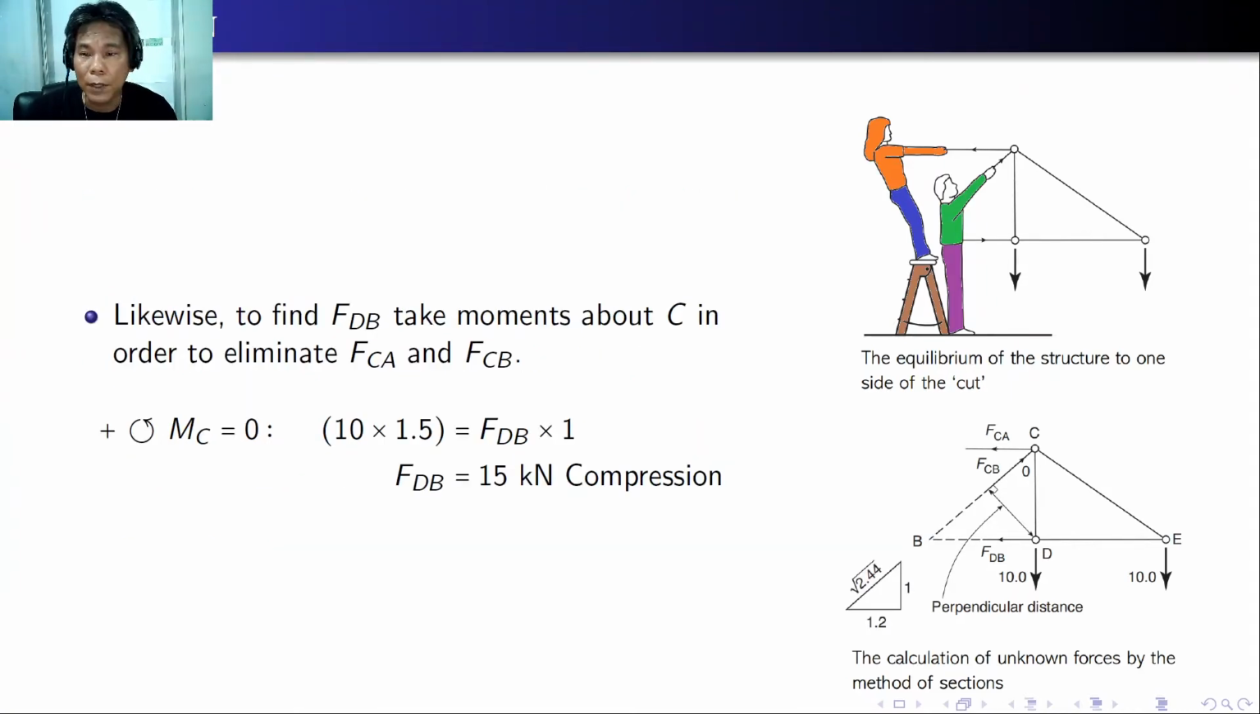Likewise, to find FDB, the lower chord, take moments about point C, because FCE and FCB will pass through joint C. So here, if we take moment at point C, there will be only two forces. That's 10 times 1.5 will create clockwise moment, and the other one, FDB times 1, which will also cause counterclockwise bending. So in this case, FDB is equal to 15 kilonewton, which is compression.